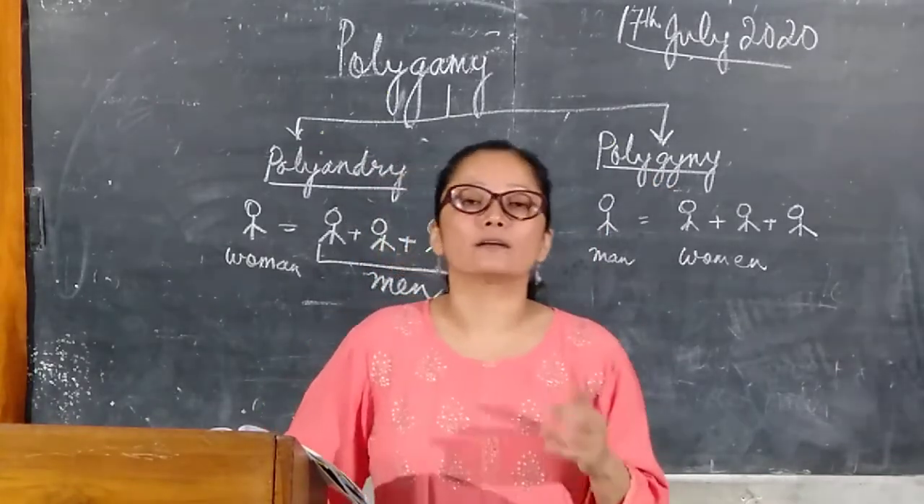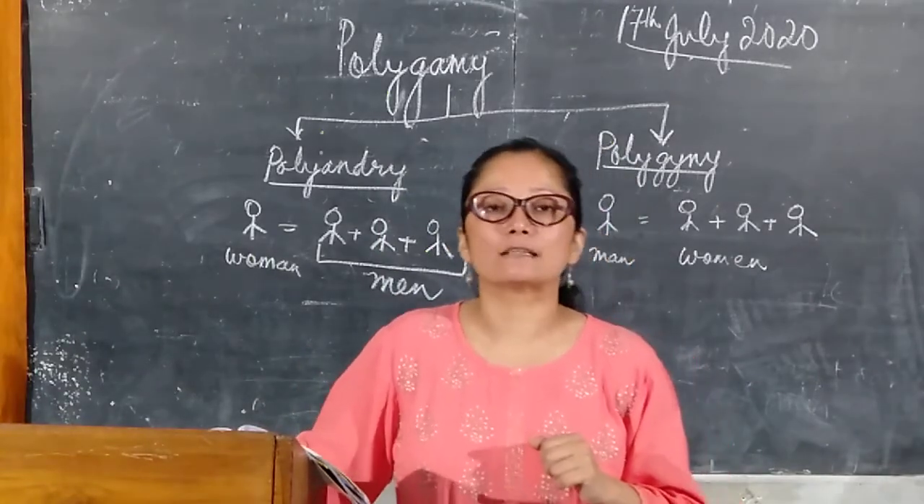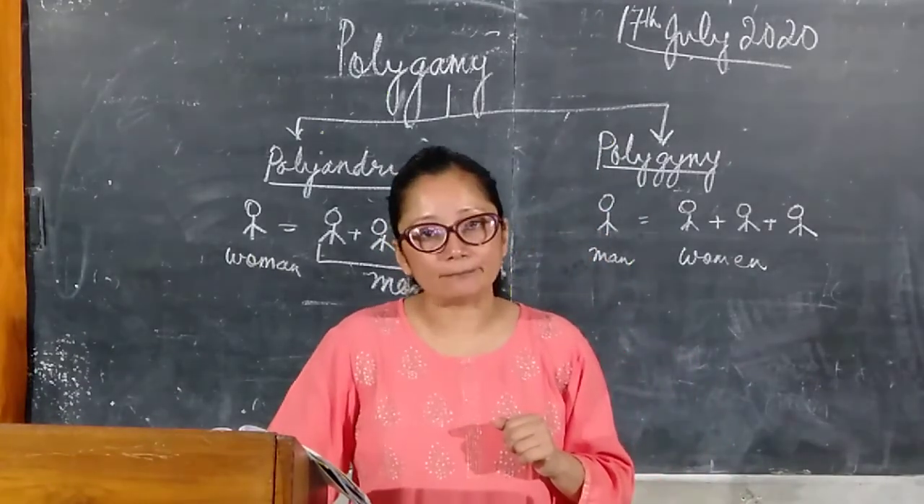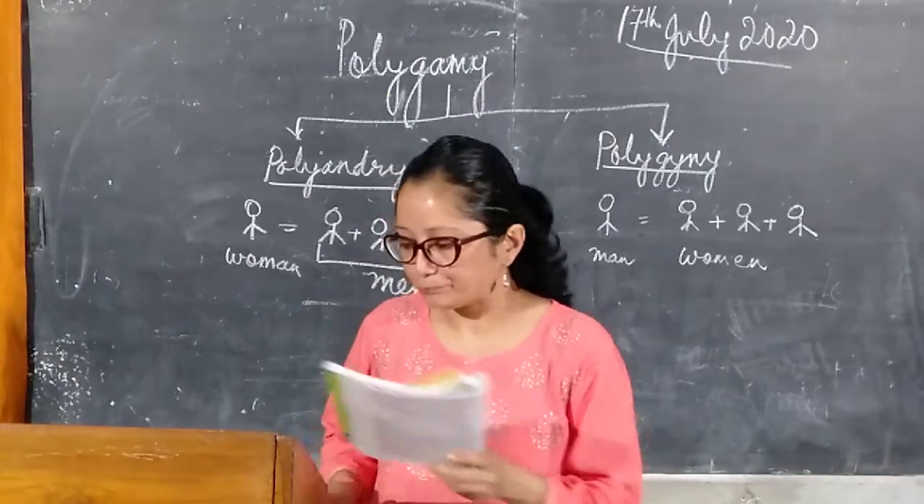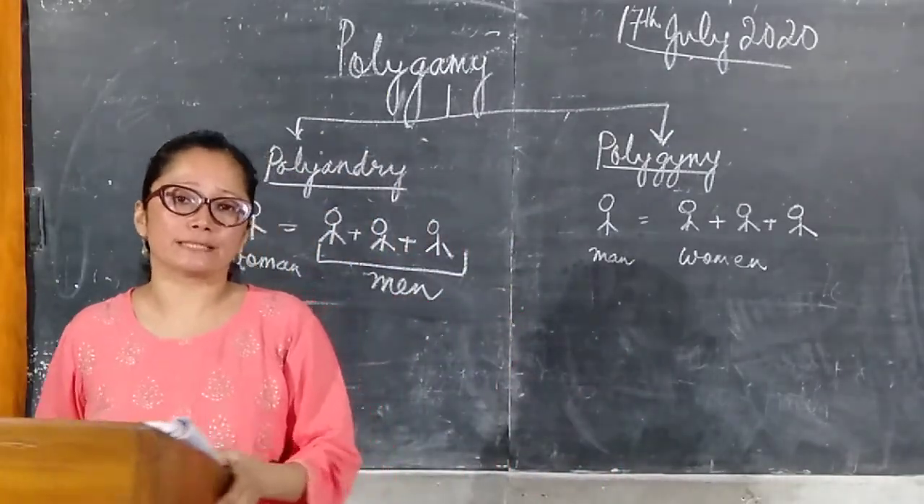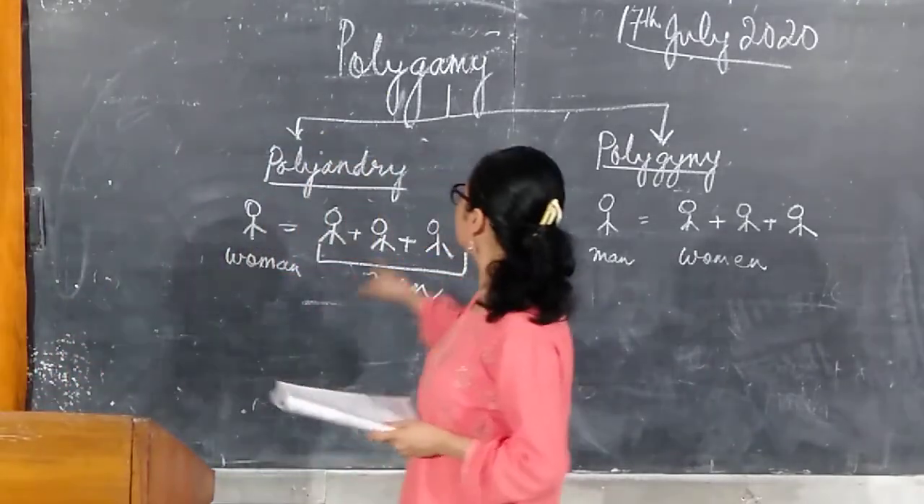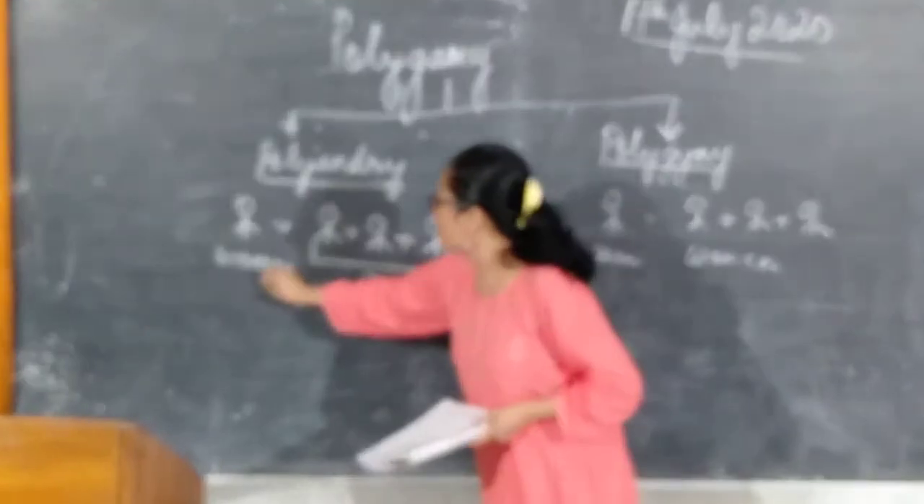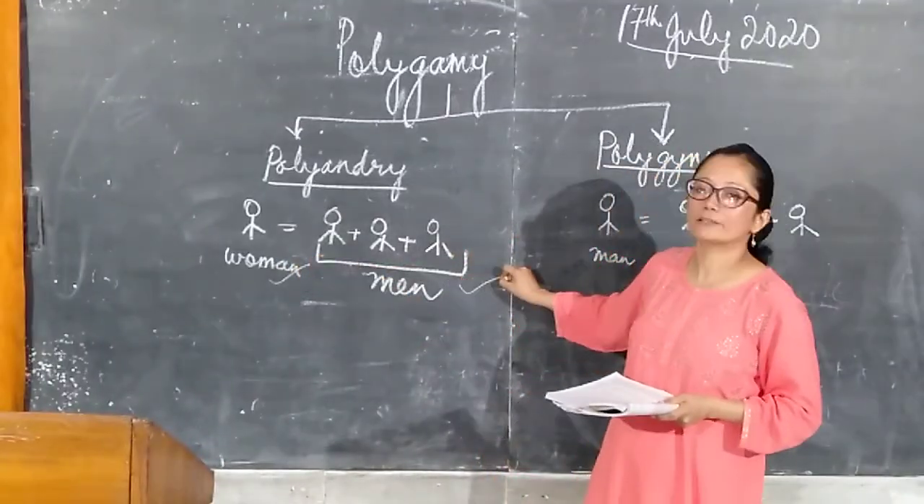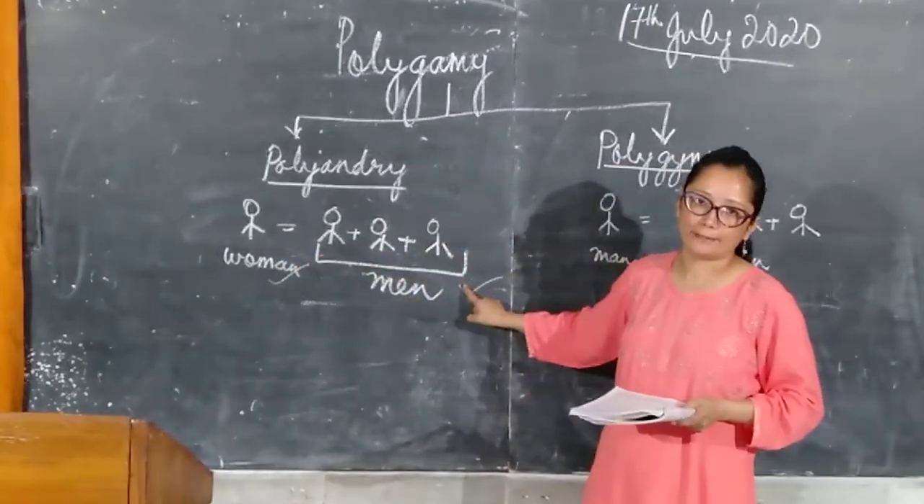So these are the advantages and disadvantages of polygyny. Now let me quickly move on to polyandry. Polyandry, as you can see here, is just the opposite of polygyny. Here you have one woman getting married to several men.